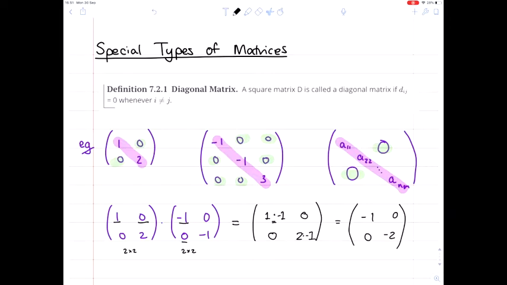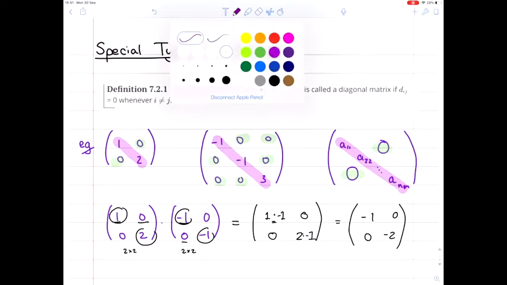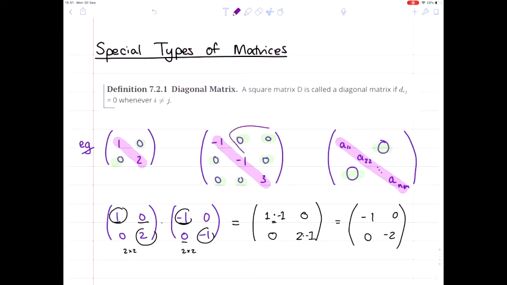So if you have two diagonal matrices that you're multiplying together, it's as simple as multiplying corresponding non-zero entries, but only for the diagonal. Just as a note, any of these entries which are not on the diagonal you will hear referred to as off diagonal.